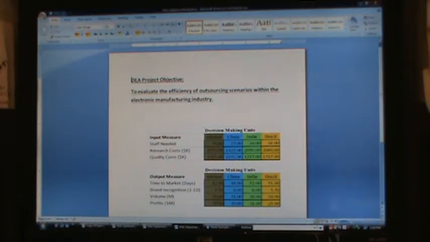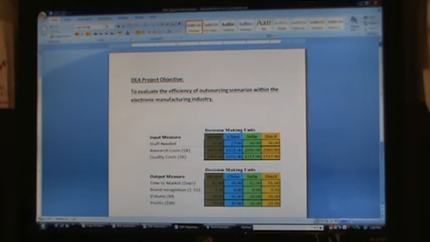It does this by converting multiple inputs and outputs into a single measurement of efficiency as you evaluate particular DMUs in comparison to other DMUs. By doing so, it identifies those units which are operating relatively efficiently and those which are not. The efficient units, those making best use of resources, are rated at 100% efficient, whilst the inefficient ones obtain a lower score.